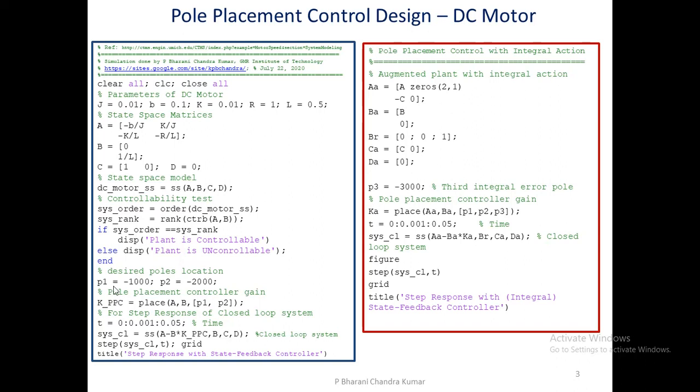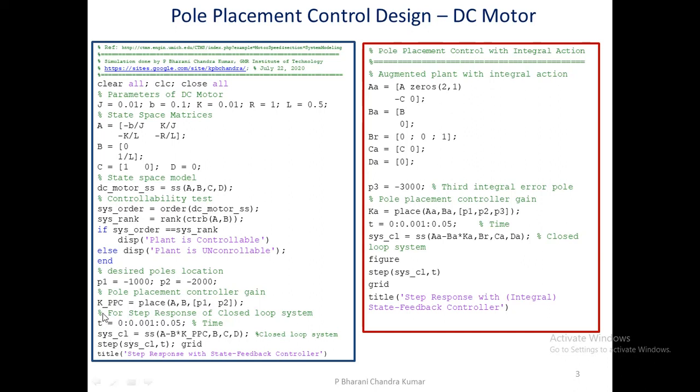For the pole placement controller, we want the closed loop poles to be placed at -1000 and -2000. This is K underscore PPC, the pole placement controller gain, and the place command will place the poles. In the command place, A comma B is the plant dynamics, and P1 and P2 are the desired poles. We are trying to place the closed loop poles at this desired location. The command place or the command ACKER will do the job.